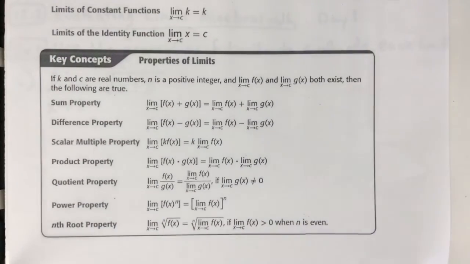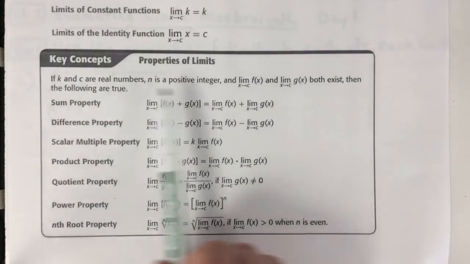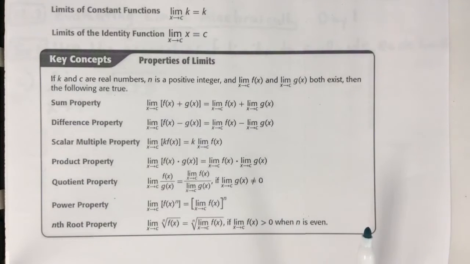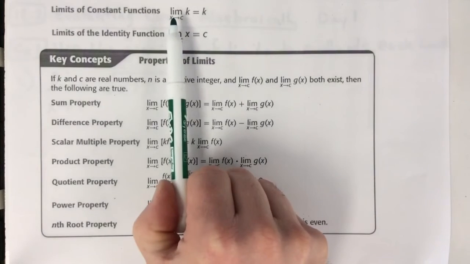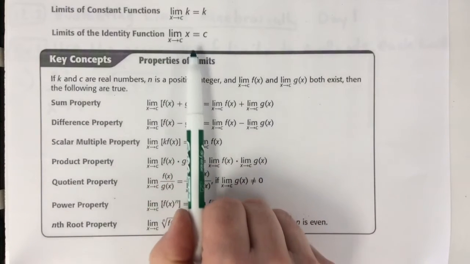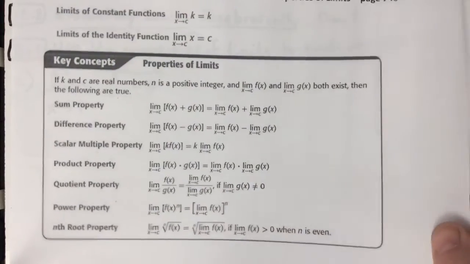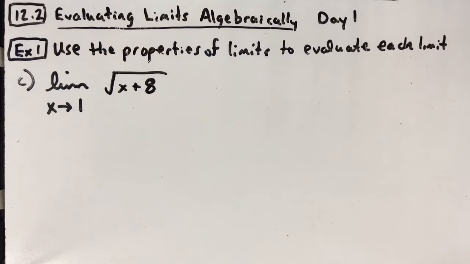We need to take what we're looking at and use these 7 properties down at the bottom in this box to simplify the complicated limits that we have until we just have the limit of a constant or the limit of just x. Once we have that, then we can do our evaluating. So again, that's the game plan on each one of these. That's what we want to go through and do every single time.